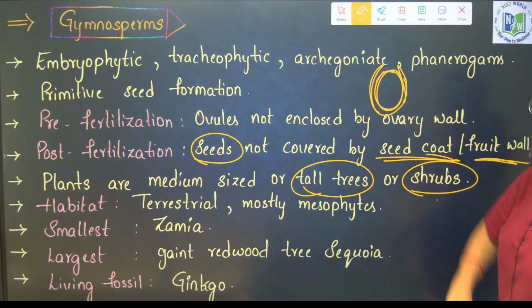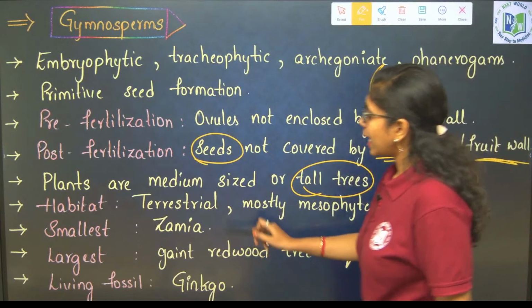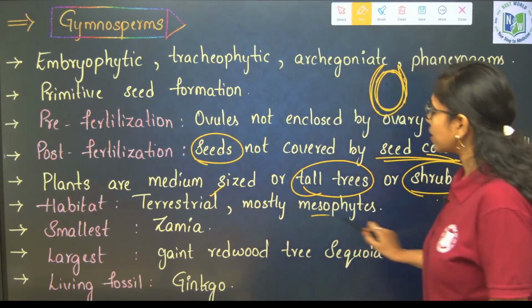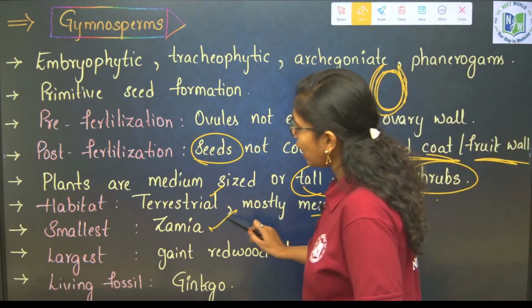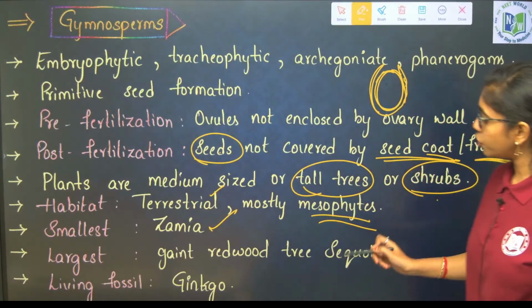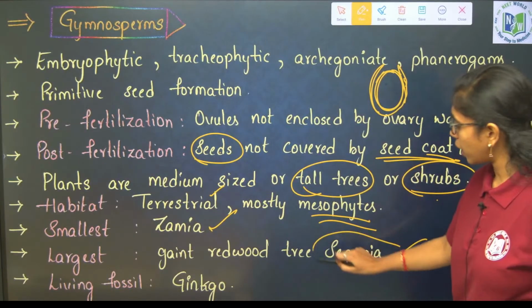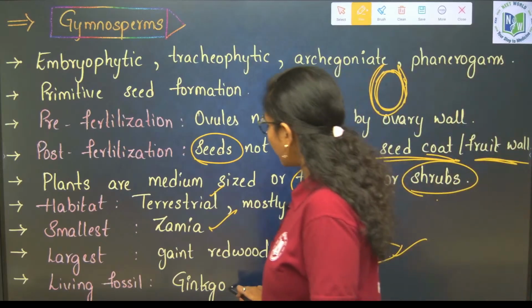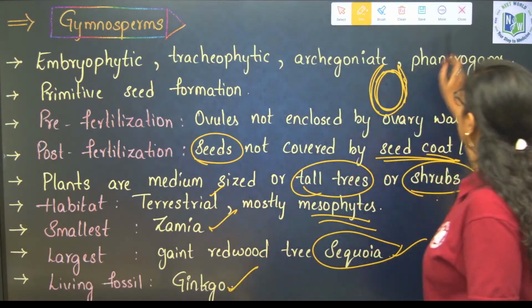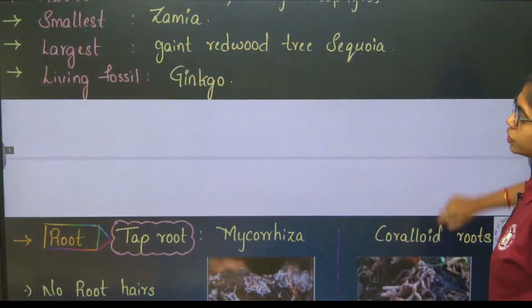Habitat, if you see habitat of gymnosperms, they are terrestrial, mostly they are mesophytes. Smallest gymnosperm is Zamia, largest gymnosperm is giant redwood tree, that is Sequoia. Living fossil of gymnosperm is what? Ginkgo. Ginkgo is the living fossil in gymnosperms.